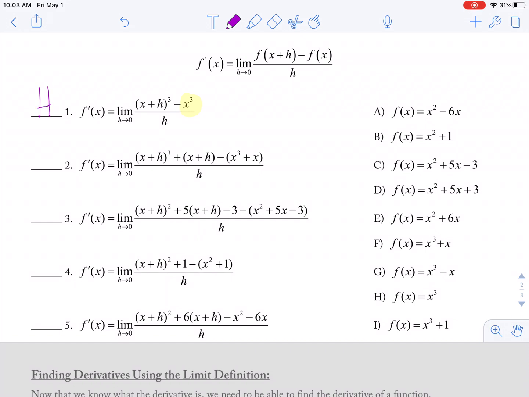Okay. Now my next one, I would subtract out my function. Well, this is saying my function is x cubed plus x. So on the right, if we looked for x cubed plus x, that would be f.